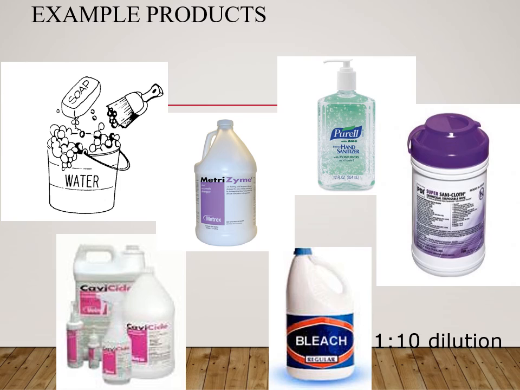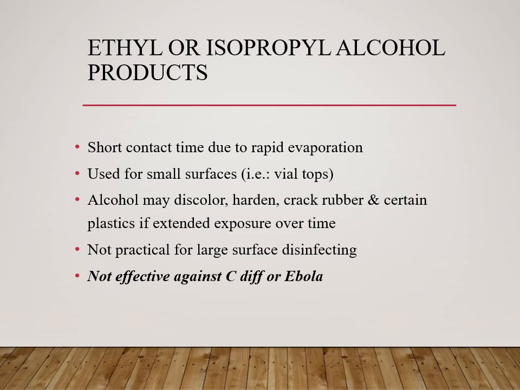Example of some of the products we use for decontamination. Ethyl or isopropyl alcohol products. Short contact time due to rapid evaporation, used for small surfaces. Alcohol may discolor, harden, or crack rubber and certain plastics if extended exposure over time. They're not practical for large surfaces cleaning, and it is not effective against C. diff or Ebola.